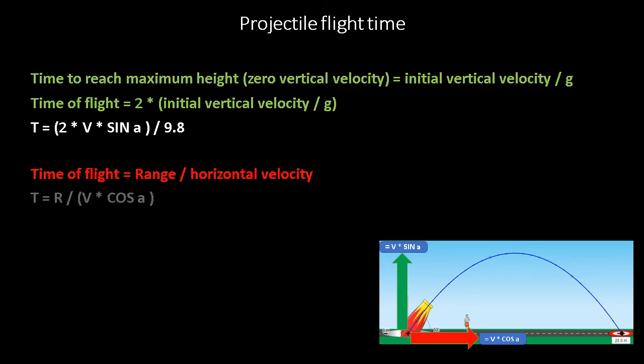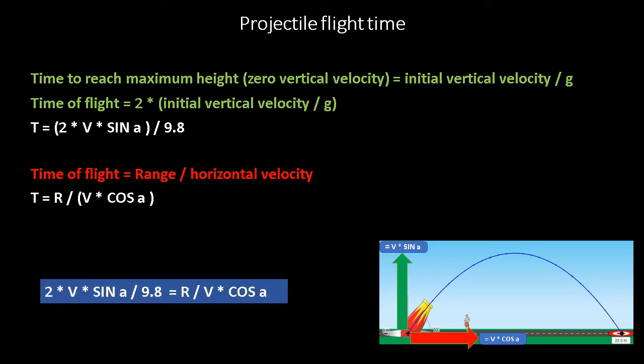So now we have this other T, and of course those two lines equal each other. So 2 v sine A divided by 9.8 equals R divided by v cosine A. Now I know this looks a little bit complicated. We don't need all these complications. All we need to do is this math intermission. We have this equation. What we need is to put all that we know on one side and all that we don't know on the other side, like so.